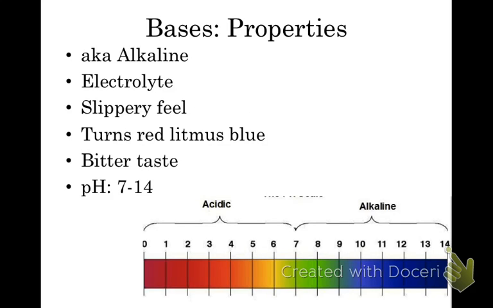So let's look at the properties. We know that bases are also called alkaline solutions, so make a note of that. We have acidic and alkaline. They're also electrolytes, so they can conduct a current in solution. They feel slippery, so if you accidentally get a little bit of NaOH on your skin and rub it between your fingers, it feels like soap. It turns red litmus blue, so if we have red litmus paper, this is the blue section. This is all going to be the alkaline, or the basic area. It has a bitter taste, and its pH is from 7 to 14.